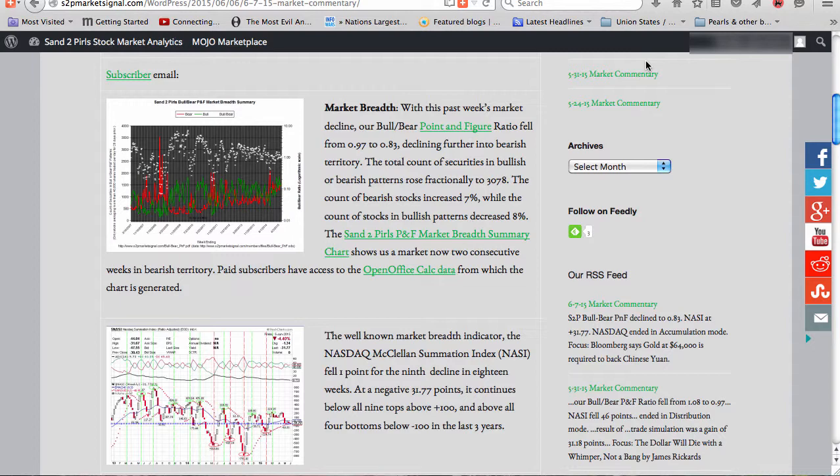The Pirls P&F market breadth summary chart shows us a market now 2 consecutive weeks in bearish territory.